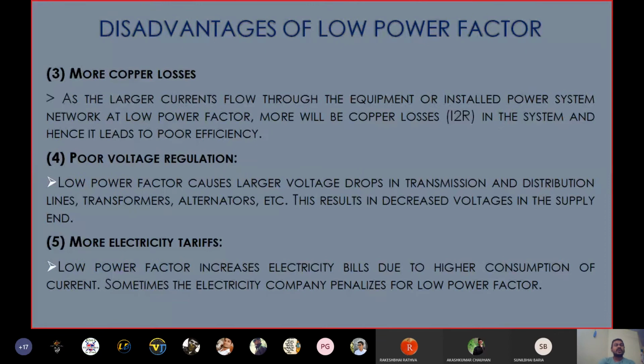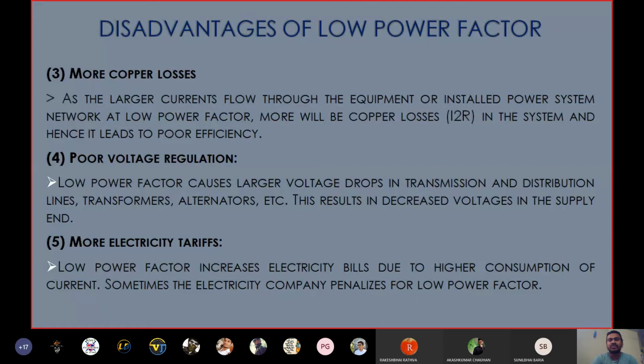Then, more copper losses. As we discussed, larger current flows through the equipment, machines or the power system at low power factor. As the current increases, the I square R loss, that is the copper loss, in the system and the machines increases, and this leads to poor efficiency. Hence the efficiency will become poor.